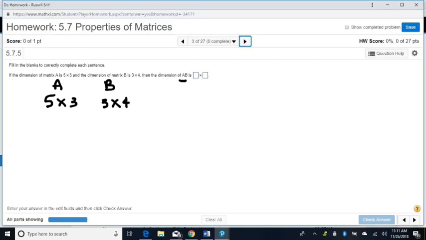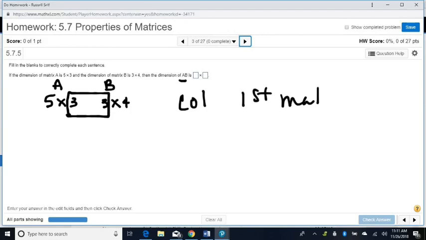Okay, so if you look at this one, this is 5 by 3, that means there are 5 rows, 3 columns. And from this one, it's 3 by 4, that means there are 3 rows and 4 columns. The ones that have to match are these inside numbers. Okay, so it's the columns from the first matrix and the rows from the second matrix. If they don't match, then you can't multiply the two things together.